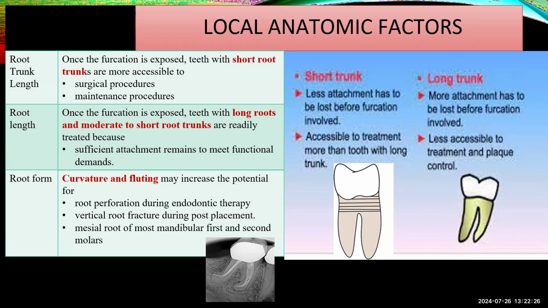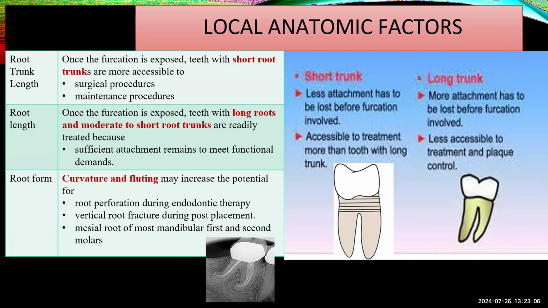The local anatomic factors are basically again the root trunk length and root length. Once the furcation is exposed, teeth with short root trunks are more accessible to surgical procedures and maintenance procedures. That means a short trunk means less attachment has to be lost before furcation involvement, and it is more accessible to treatment than a tooth with a long trunk. And long trunks, similarly, more attachment has to be lost, and they are less accessible to treatment. And when it comes to root length, once the furcation is exposed, teeth with long roots and moderate to short root trunks are readily treated because there is sufficient attachment to meet functional demands.